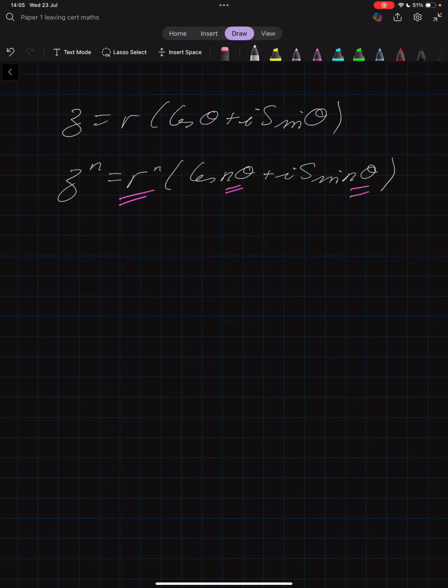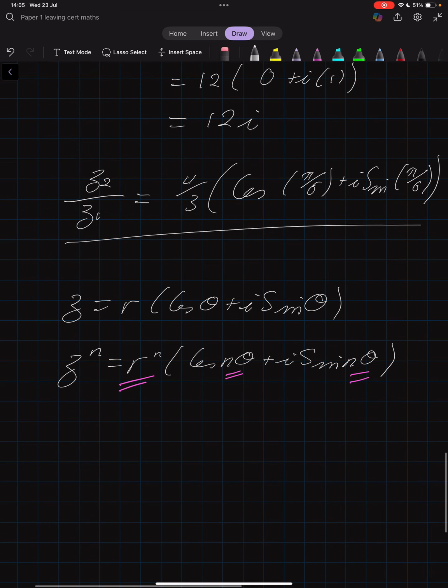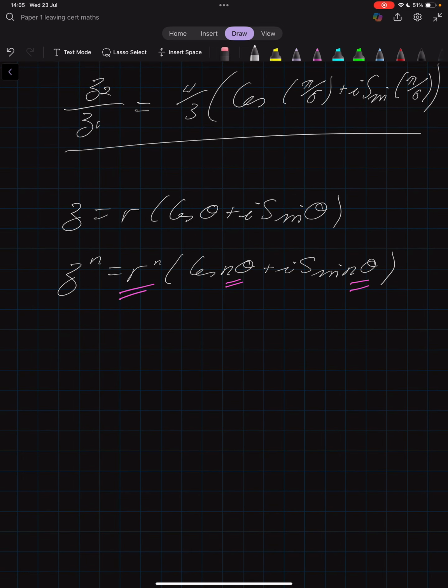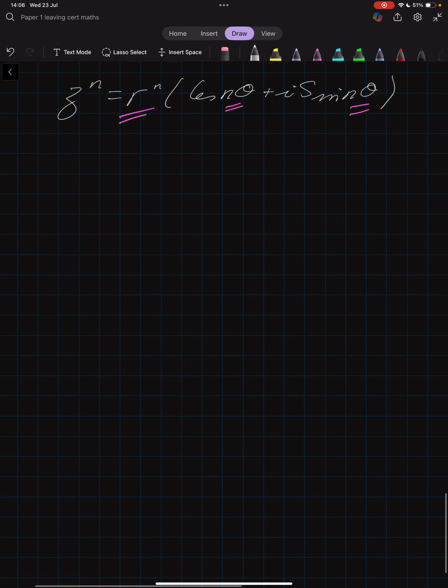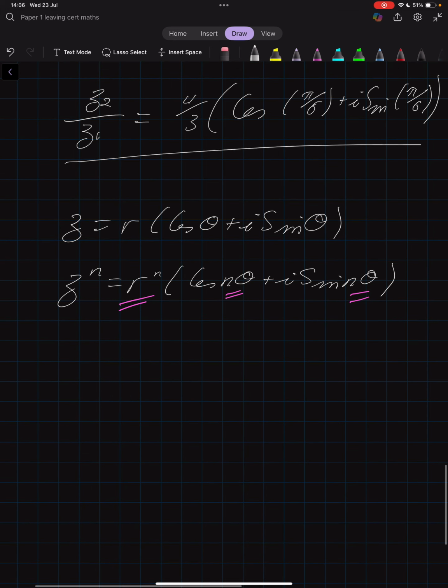Okay, very, very important theorem, but quite easy once you realize that, oh, well, if I multiply two complex numbers, I multiply their lengths and I add their angles. So if I multiply a length by itself n times, I just get r to the power of n. And if I add an angle to itself n times, then I just get n times theta. Because there's n of them. You're adding n of them, and then therefore you have n of them. Okay? Now, I will prove this by induction.